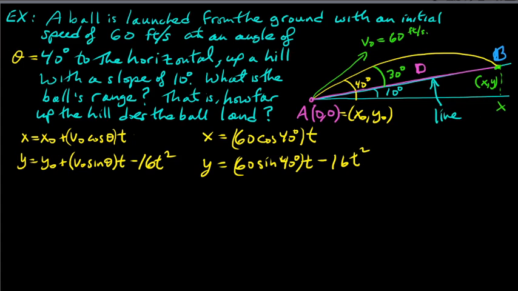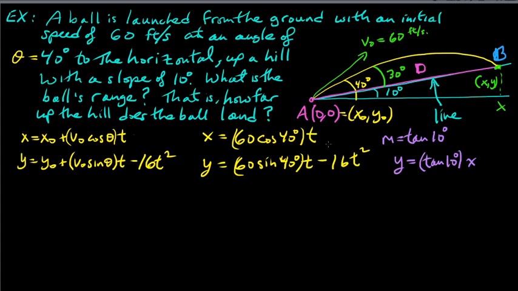Well, we know the slope of the line is 10 degrees, but that's an angle, right? Slope is rise over run, opposite over adjacent. So the slope is really the tangent of 10 degrees. And so the equation of the hill is really just y equals m times x, tangent of 10 degrees, whatever that is, times x, plus 0 because, again, we're starting at (0, 0). So the y-intercept is 0.